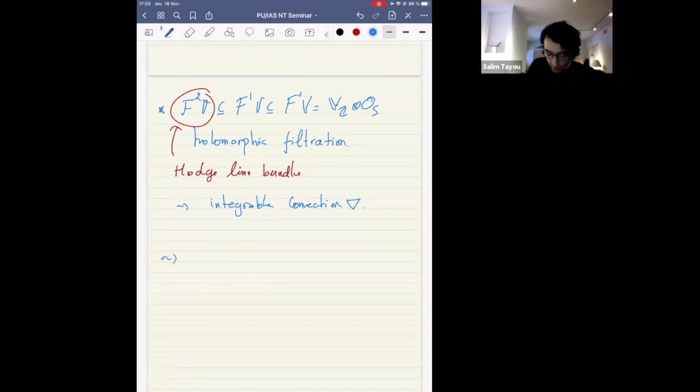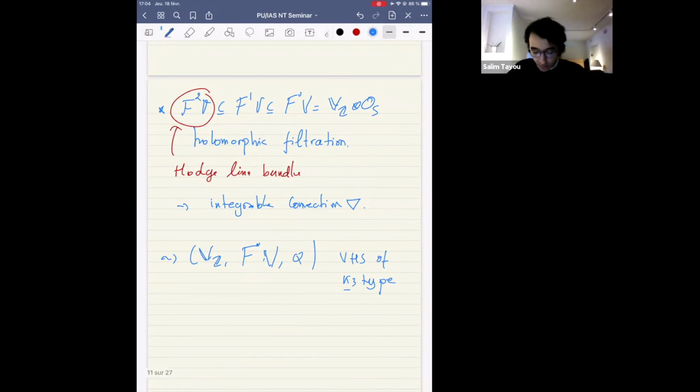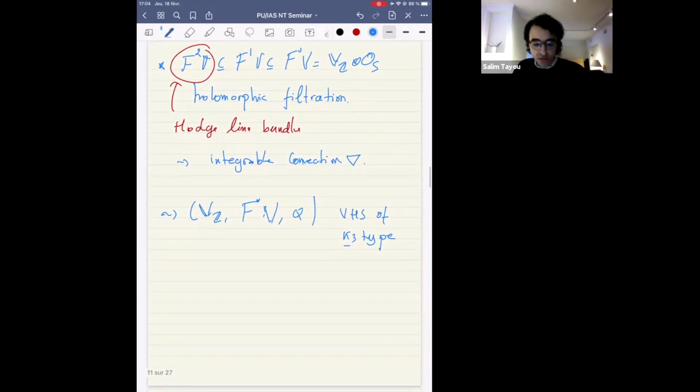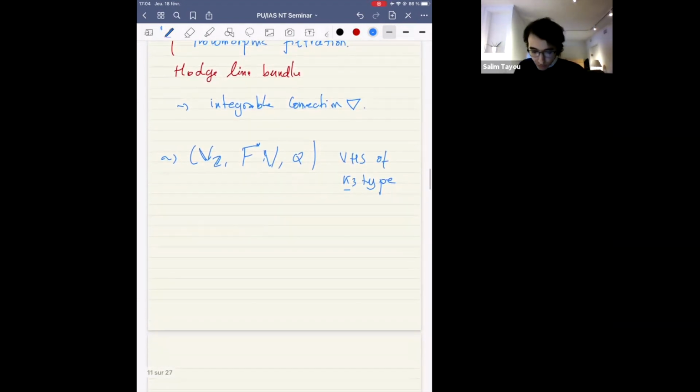And this data, so this local system, this filtration, the quadratic form and the connection, this is a variation of Hodge structure, what we call of K3 type. K3 type referring to the fact that F2 is a line bundle, and this is of weight 2. The variation of Hodge structure is of weight 2.